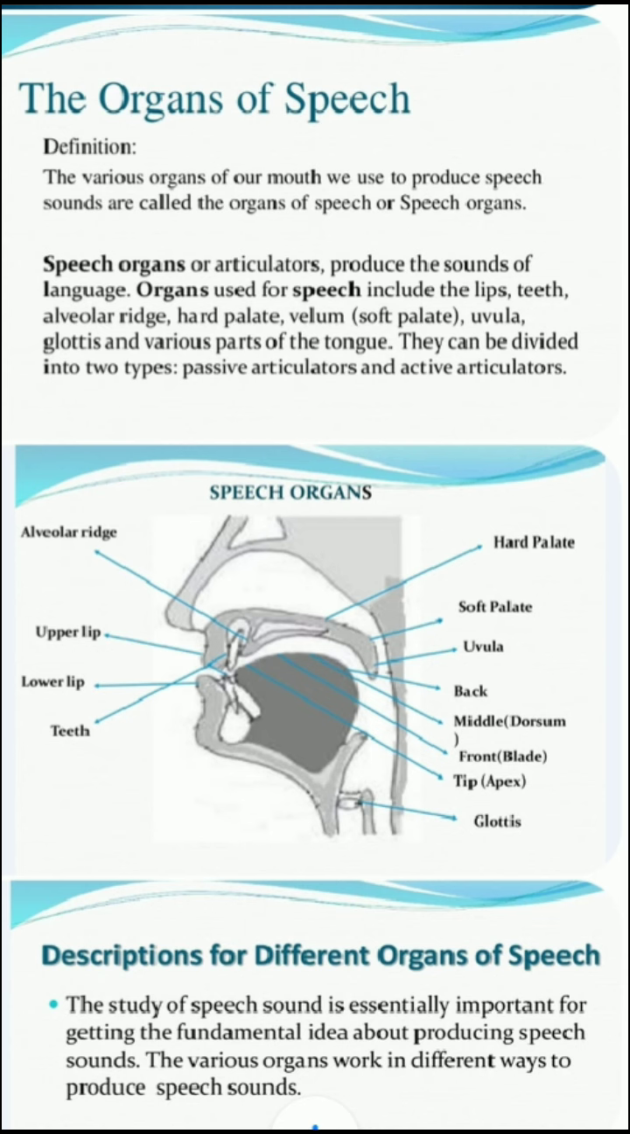The study of speech sounds is essentially important for getting the fundamental idea about producing speech sounds. The various organs work in different ways to produce speech sounds. Then the organs of speech are described under three systems: the respiratory system, the phonatory system, and the articulatory system.